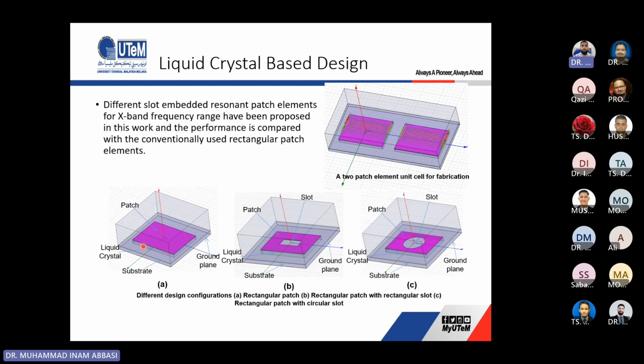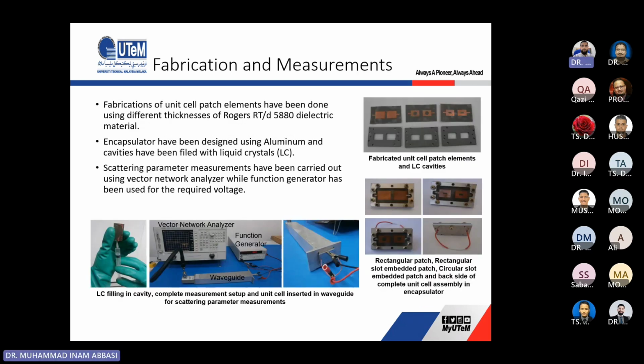We filled a liquid crystal right beneath the patch, and we know that when we apply different voltages to the liquid crystal, we can get different molecular orientations. Based on the molecular orientation, we can get different dielectric permittivities of the liquid crystal. Based on that, we can reconfigure, or move our resonant frequency from one point to another. So this is how we did the simulation and fabrication.